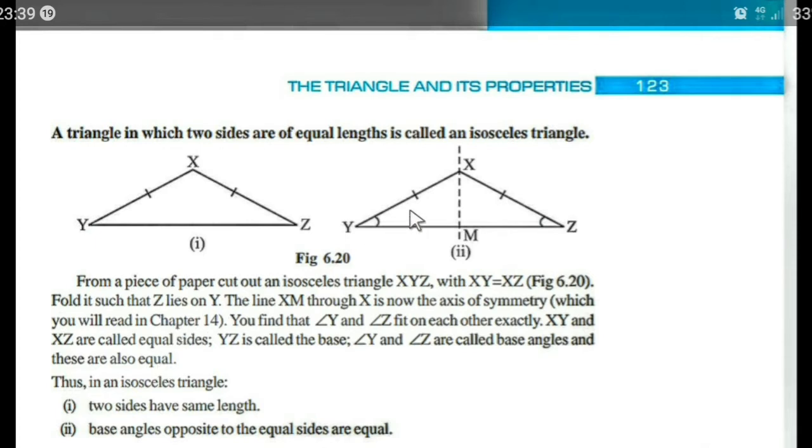Now, these are the equal sides, and the angles opposite to the equal sides are equal in measure. So thus, in an isosceles triangle, two sides have the same length. The base angles, which are opposite to the equal sides, are also equal.